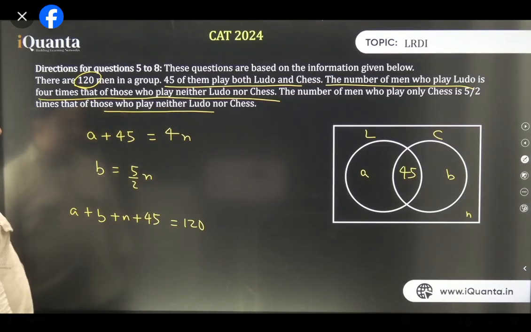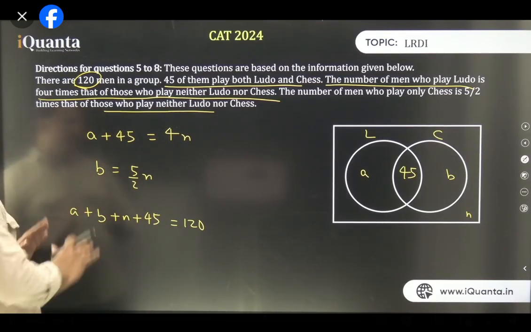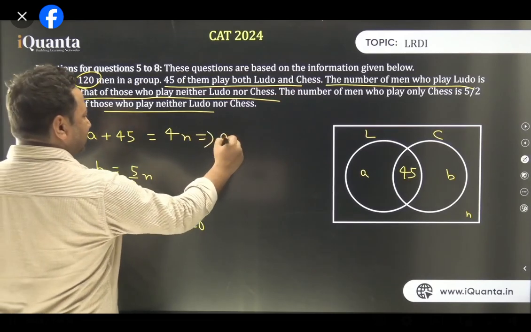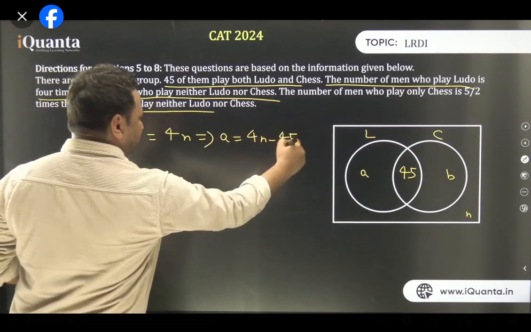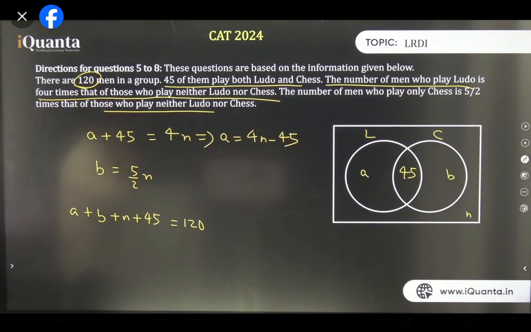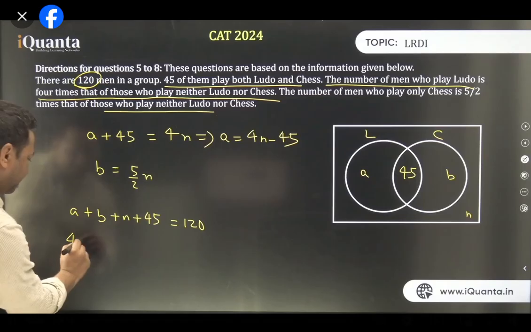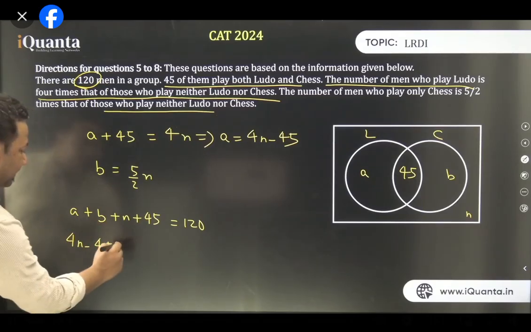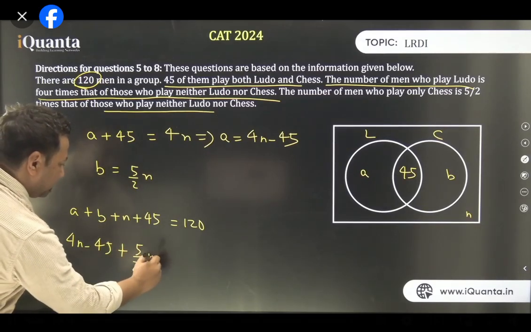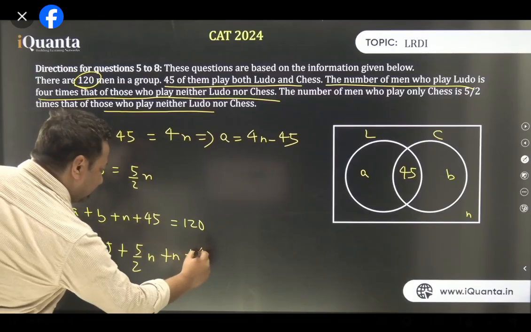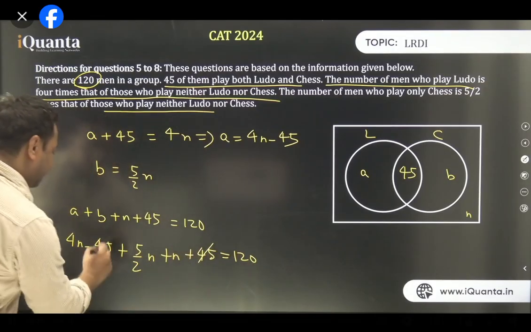So now we can calculate the value of n. Why? Because we have A and B both in terms of n. This can be written as A is equal to 4n minus 45. Let us put the values, get the value of n. Chalo, be quick. To put it here, this becomes 4n minus 45 in place of A. In place of B, I can put 5 by 2 times of n. Then we have plus n plus 45. This is equal to 120. 45 get cancelled.